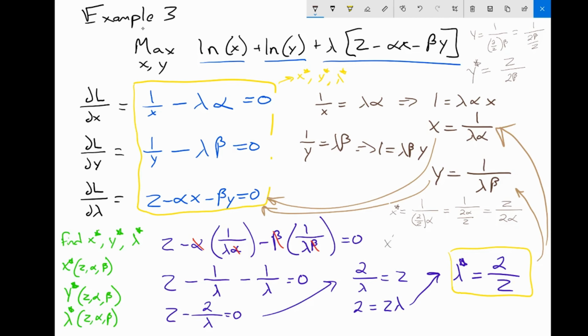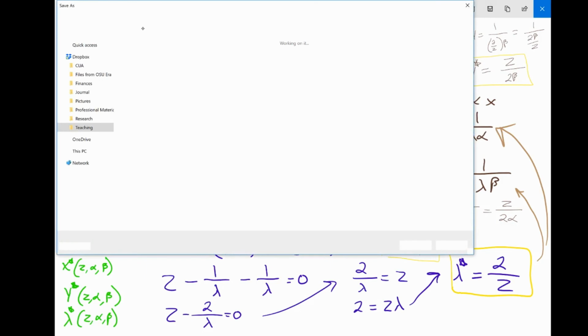Okay, so we have x star equals z over 2 alpha, y star is z over 2 beta. So there are our answers. We have found y star, we have found x star, we've found lambda star. So there we go. We've solved that very complicated constrained optimization problem. All right, I'm going to save this one because this one might be one you want to look at.